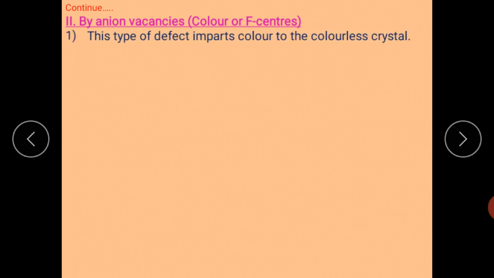The last type of this metal excess defect, that is the non-stoichiometric defect, is by anion vacancies. The first is a neutral atom or the positive ion at interstitial sites, and the second is by the anion vacancies. This type of defect imparts color to the colorless crystal, meaning when such crystals are heated, they change their colors.